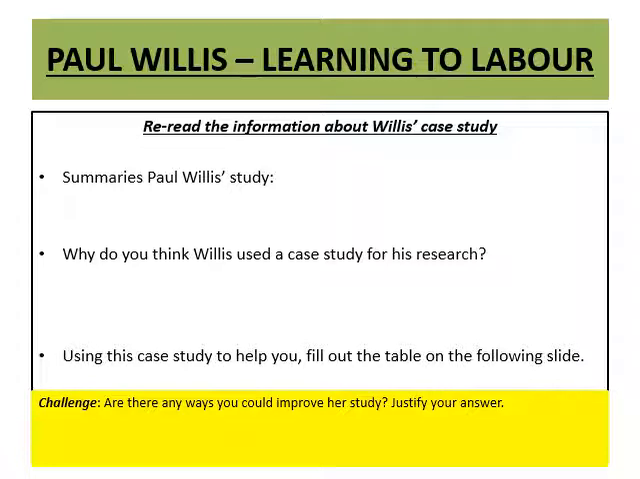I'd now like you to continue with your focus on Paul Willis's Learning to Labour and reread the information about Willis's study and tackle the 3 bullet points. The first bullet point is asking you to simply summarise the study. The second bullet point is saying, why do you think Willis used a case study for his research? And then finally, I want you to use this case study to help you fill out the table on the following slide.